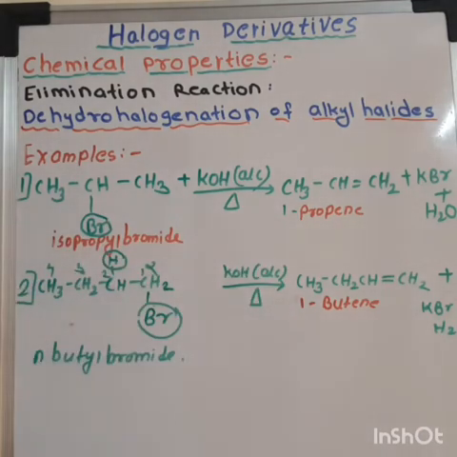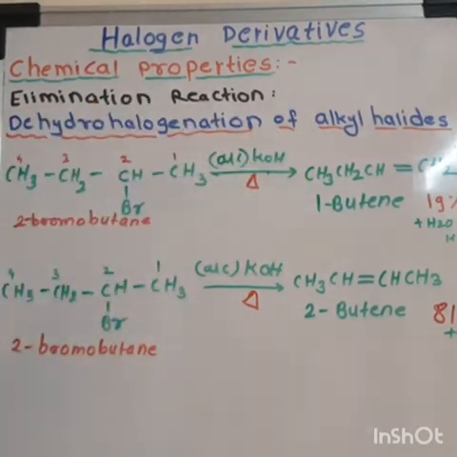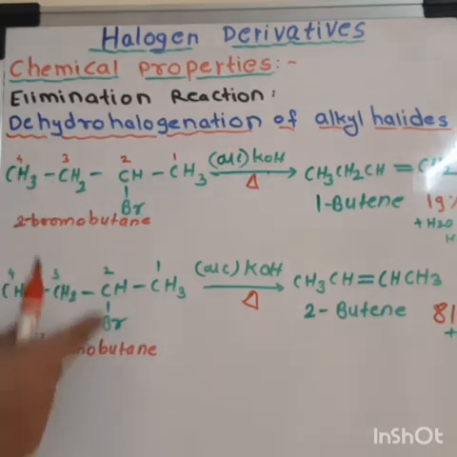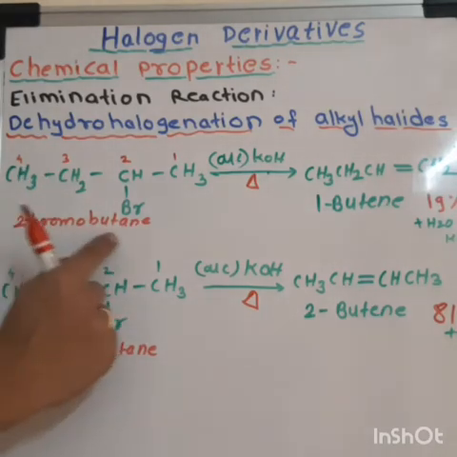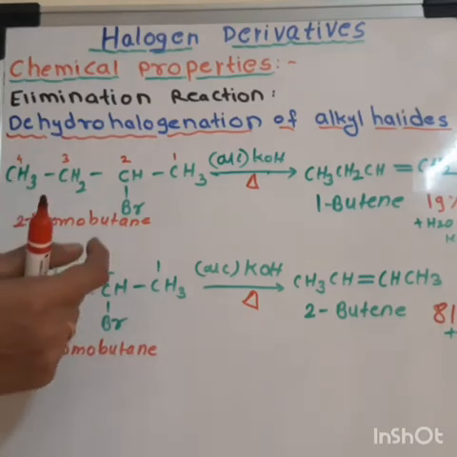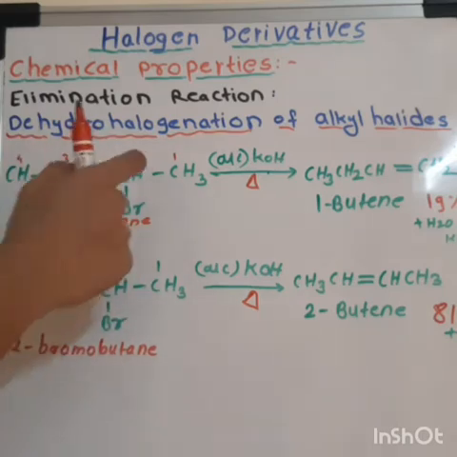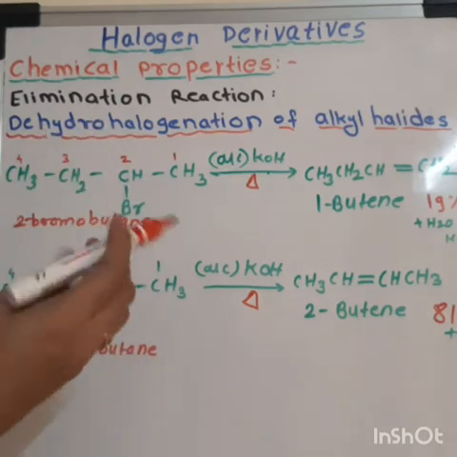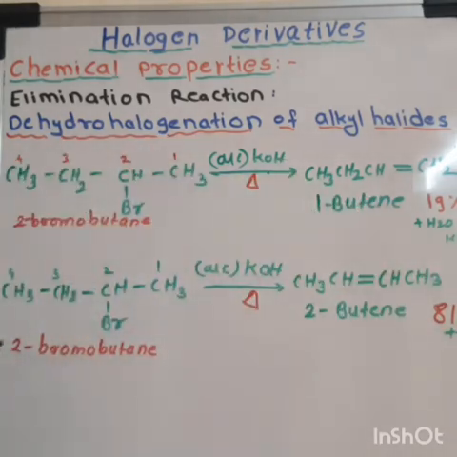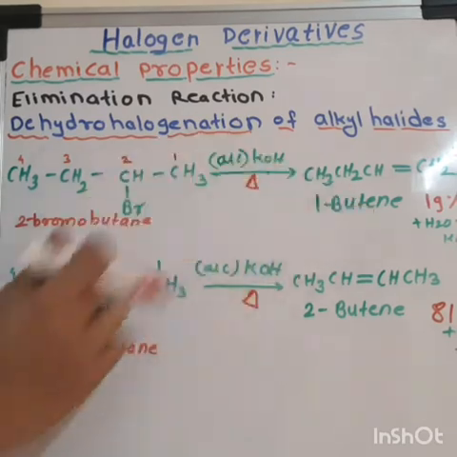So now let's see another reaction, another example which can yield two products. This is another example of dehydrohalogenation of alkyl halides. In these two reactions, the substrate is the same, 2-bromobutane. In both reactions the substrate is the same, but the elimination of the hydrogen atom is different in each. So two types of products are formed when 2-bromobutane is boiled with alcoholic KOH.